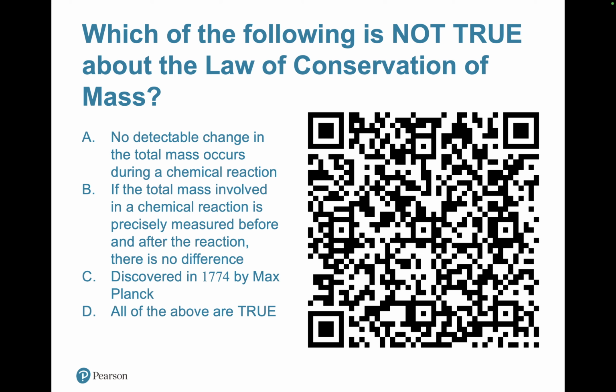Which of the following is not true about the law of conservation of mass? Is it A, no detectable change in the total mass occurs during a chemical reaction? Is it B, if the total mass involved in a chemical reaction is precisely measured before and after the reaction, there's no difference, which A and B essentially say the same thing. And then C, it was discovered by Max Planck in 1774, or D, all of these are true. Okay, so answer this question.